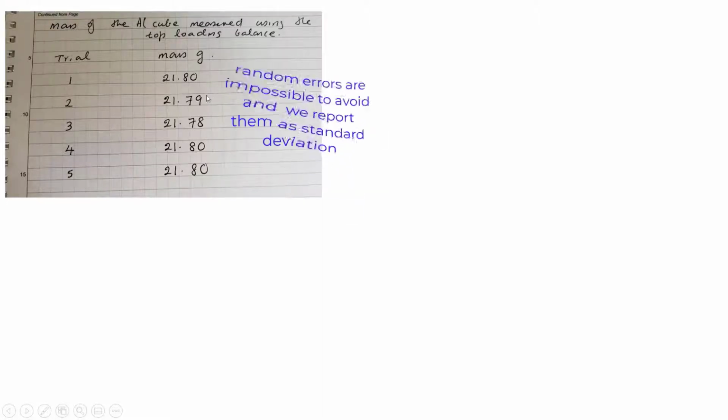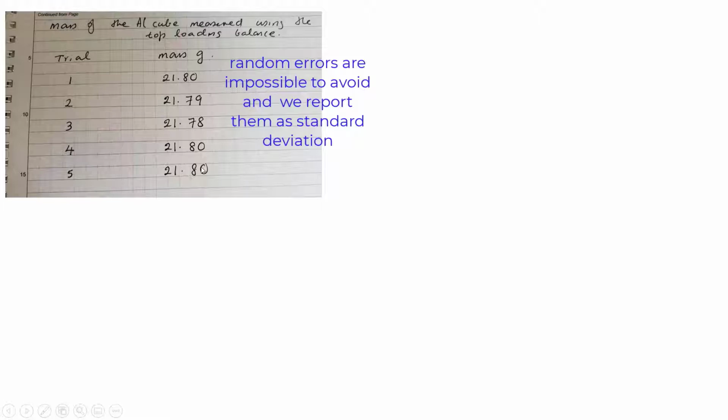We call these small deviations random errors. Random errors are impossible to avoid in a given experiment. So, what is the actual mass of the cube? The average or the mean of the experimental data is considered as the best estimate for the true value. So average is calculated like this. We add all these values and divide it by the number of data points.